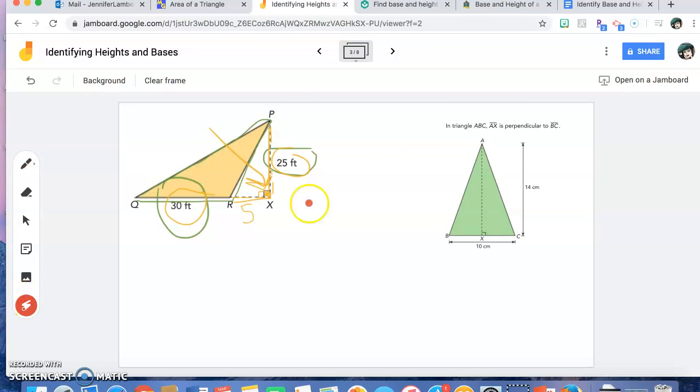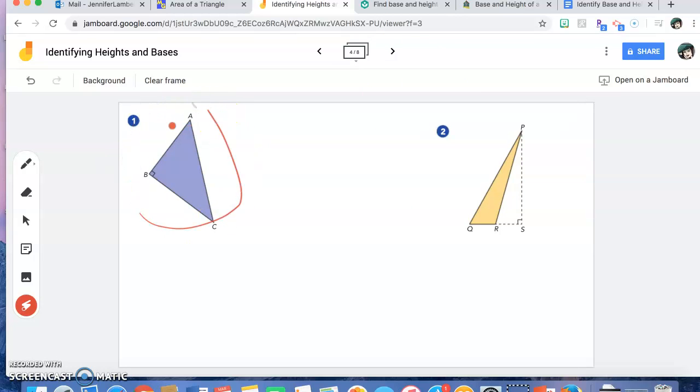Let's look at the next example, triangle ABC. Okay, so it says line AX is perpendicular to BC. So again, that means this line AB is perpendicular to BC, which means it makes a right angle. How you know it makes a right angle is because there is the box that shows it's 90 degrees. So I would use 10 as my base, and my perpendicular line is going right up and down, and it shows me just off to the side that this line is 14 centimeters. So 10 is my base, 14 is my height.